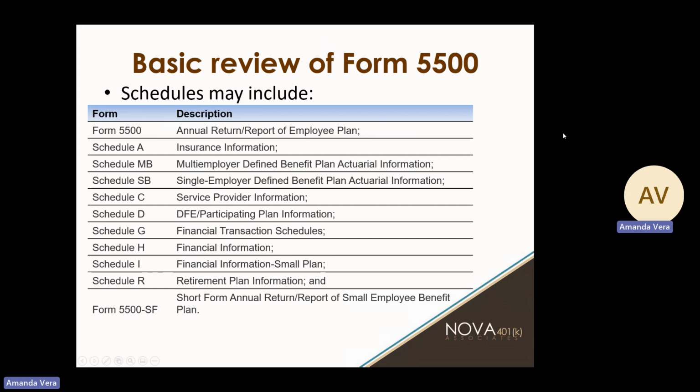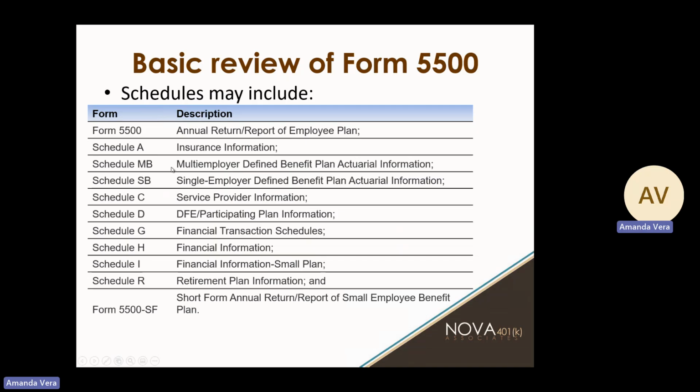This is just some of the schedules that could be on the 5500. So 5500, that's the name of the return. The Schedule A is going to have insurance information. Both smaller plans who are less than 100 and don't have to do the detailed filing, as well as our large plans that do have to do the detailed filing, could have a Schedule A.